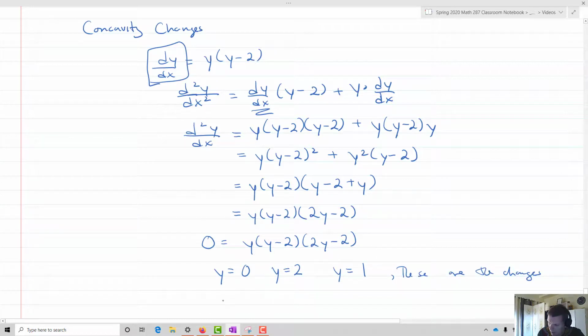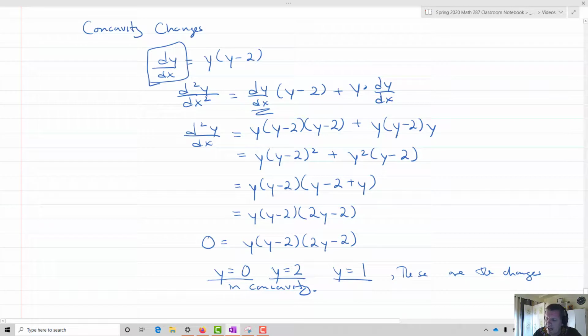And notice, one of the things that's kind of strange about this is that these aren't points that are changes in concavity, they're entire lines. The changes in concavity are going to be at our equilibrium solutions, and then also at y equals 1. So they're going to be at our equilibrium solutions and y equals 1. It's a little strange, but we're going to see what this looks like.